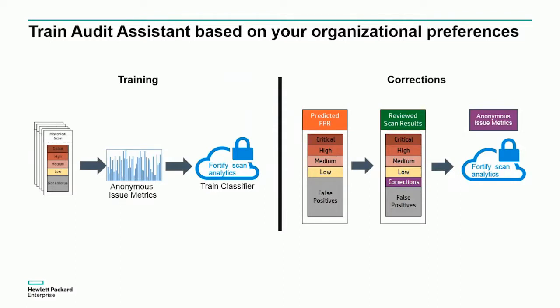The next way we learn is by using corrections to our predictions. So as a prediction is presented to the auditor, if the auditor disagrees and calls an issue something other than what we've predicted, we will capture that issue metric as well and send that up as a correction to make sure that we don't make that mistake again in the future.